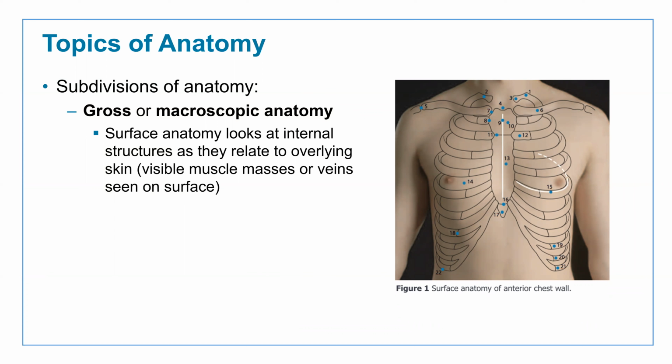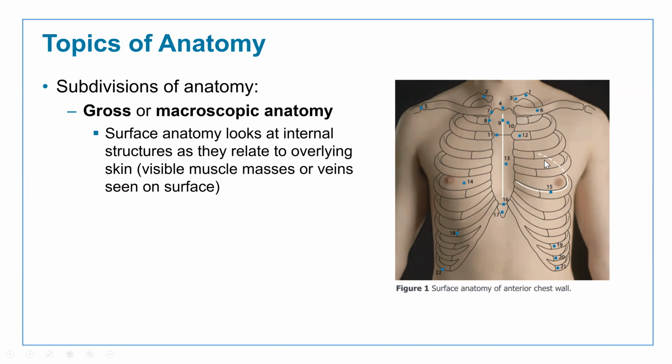Another branch of gross anatomy is surface anatomy. Surface anatomy looks at internal structures as they relate to overlying skin. Many bony structures, for example, can be palpated through your skin, and we use them as landmarks. We call them anatomical landmarks. And when you know these anatomical landmarks, it allows you to understand what internal structure is related to this landmark, right?